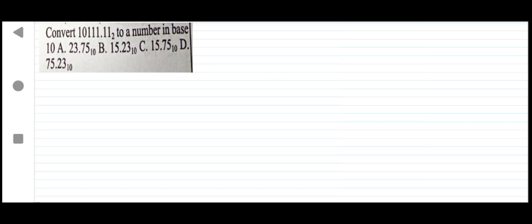A few number of students can solve this question. Are you among? Let's get started. The question says, convert 10111.11 base 2 to a number in base 10.